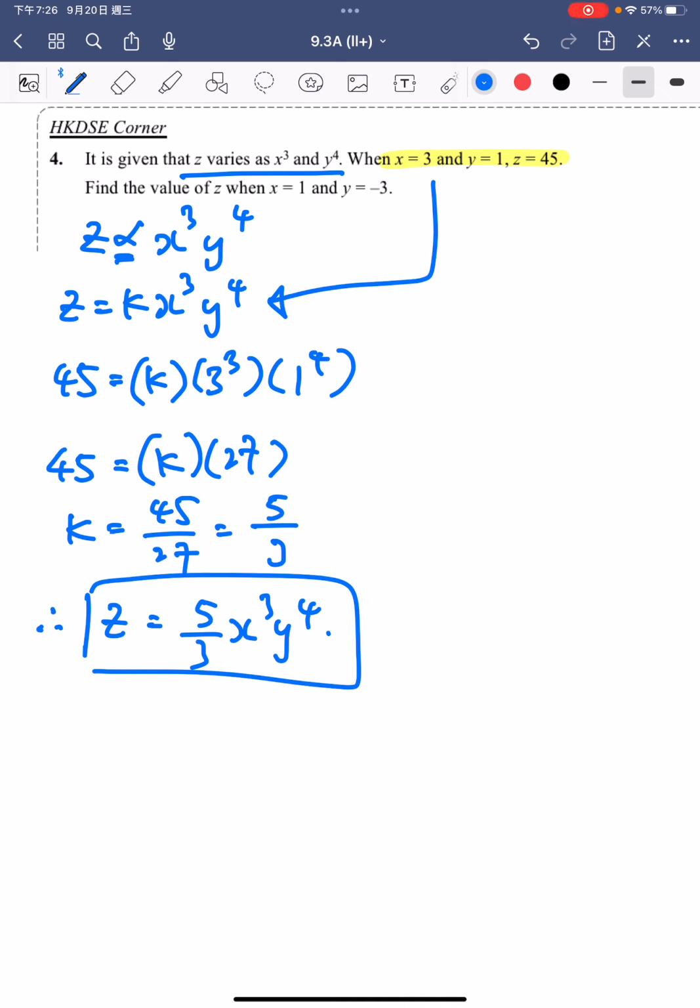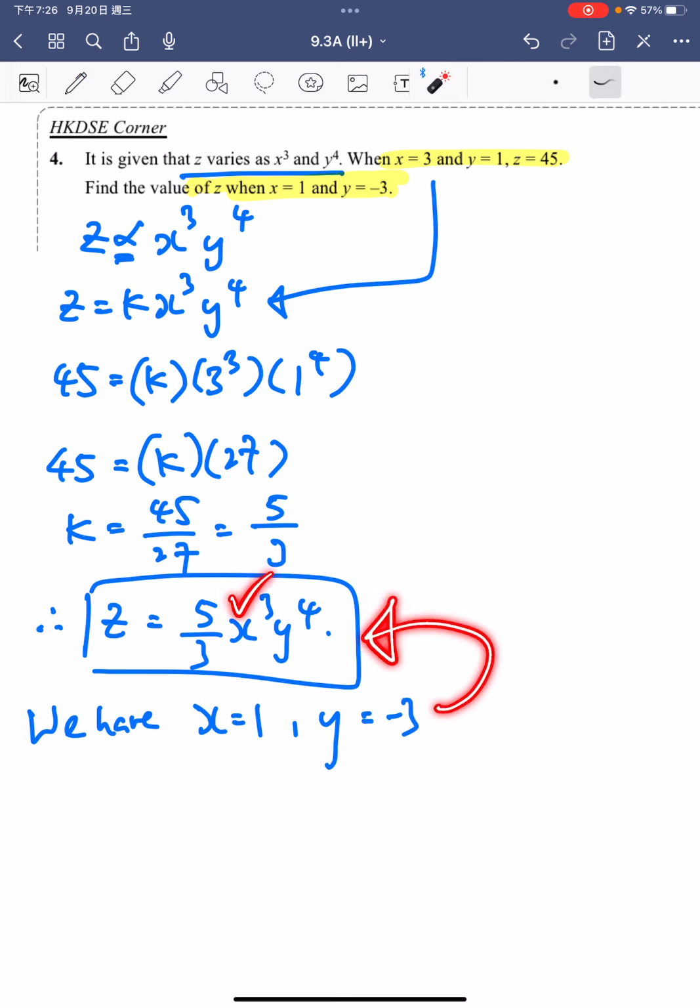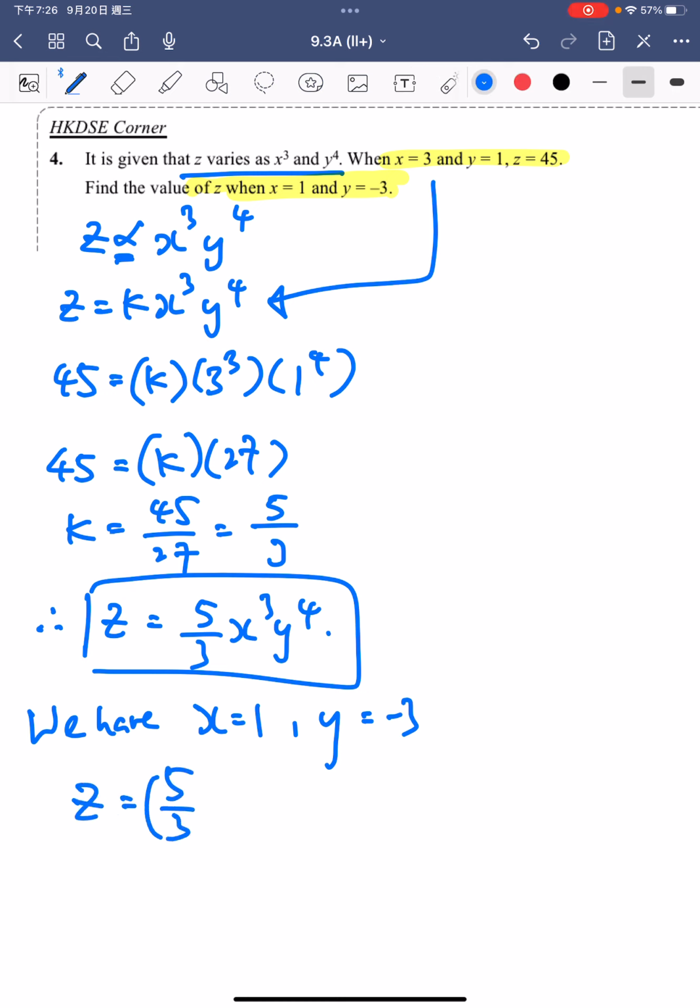So now the question is asking to find out the value of z when x is equal to 1, y equal to -3. So now we have x is equal to 1 and y is equal to -3. We basically just put these two values in as the x and y values, then we can find out the value of z. So we have z is equal to 5/3 times 1 to the power of 3, -3 to the power of 4.